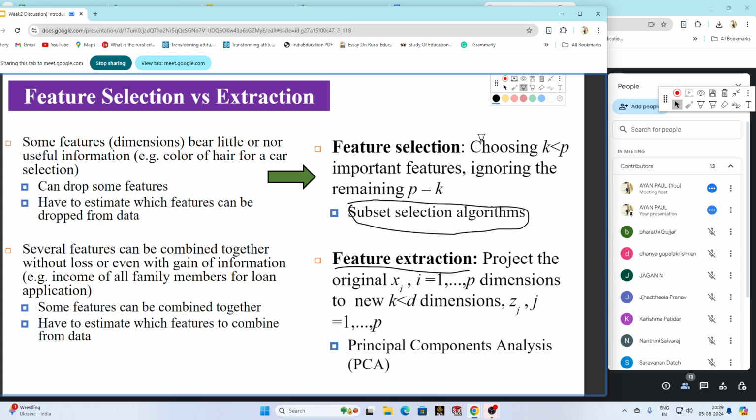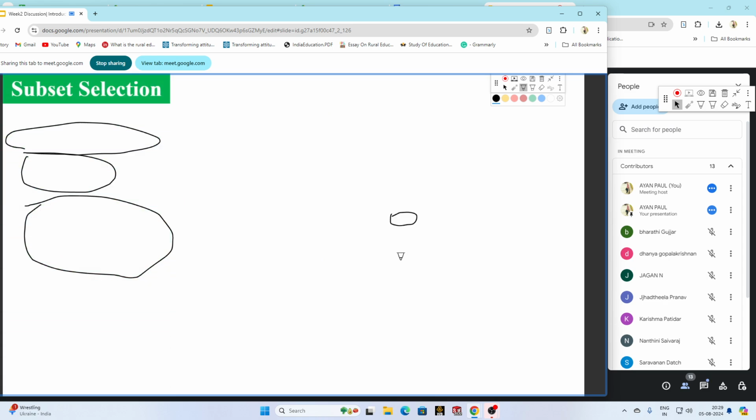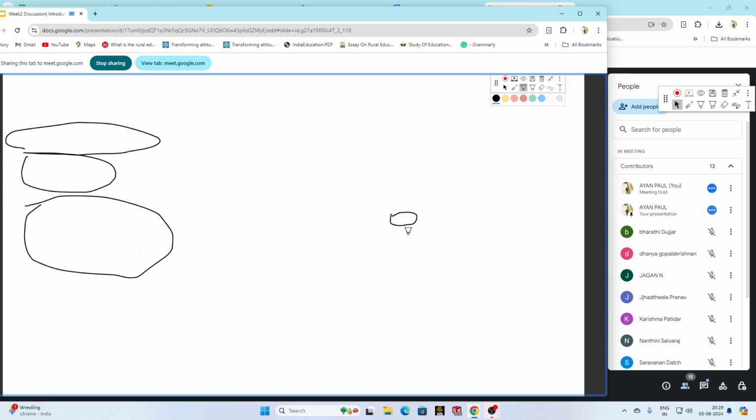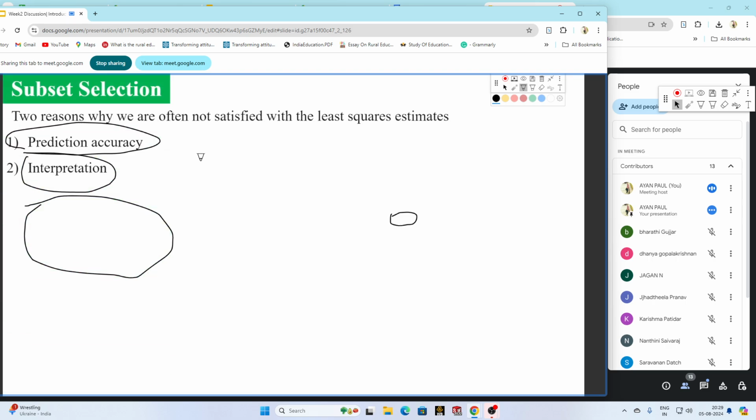Okay, no problem. So this is the feature extraction and feature selection thing. Now, for feature selection, there is an algorithm called the subset selection algorithm. So what is this subset selection algorithm? There are two reasons why we are not satisfied with the least square estimate.